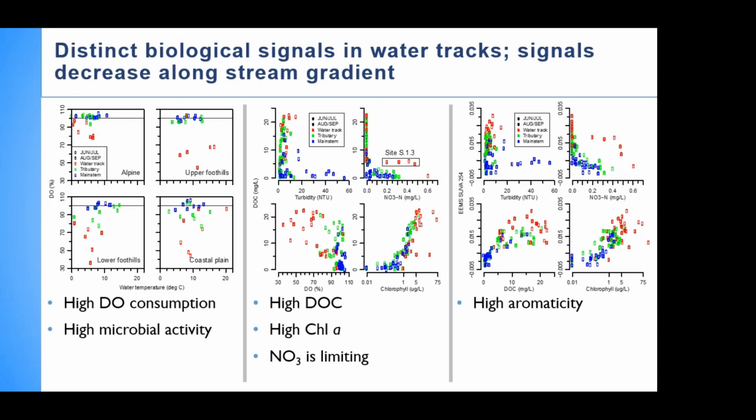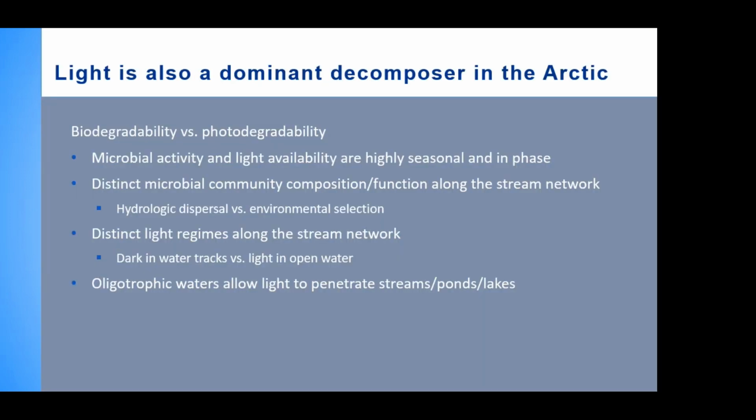And we started to do some spectral analyses, looking at wavelengths of light, and that helped give us a sense of the quality of the organic matter. And it indicated to us that the streams and the water tracks had material that was highly aromatic. But we know that light is also a dominant decomposer in the Arctic. It's not just the microbes. Sometimes it's an abiotic thing, just natural light breaks down matter. Microbial activity and light availability are highly seasonal and in phase, so they're confounding and it's a little bit complicated.